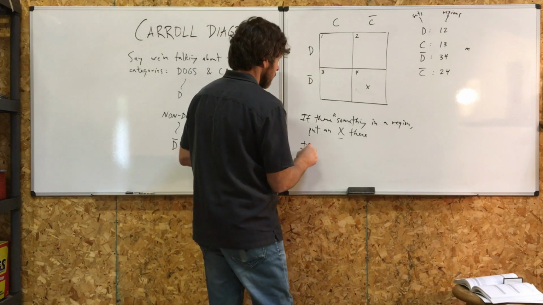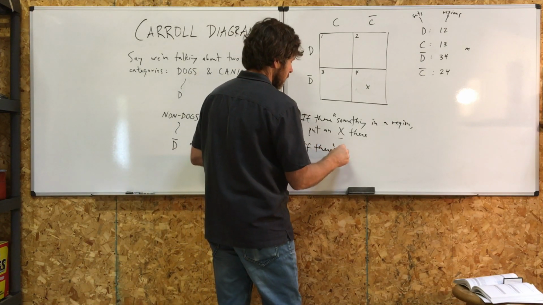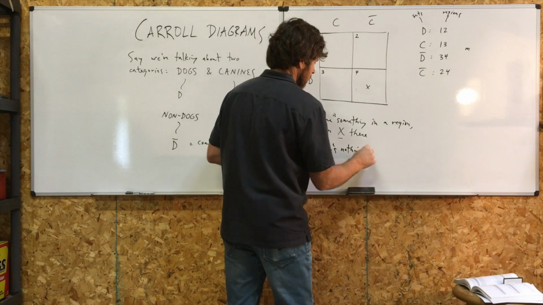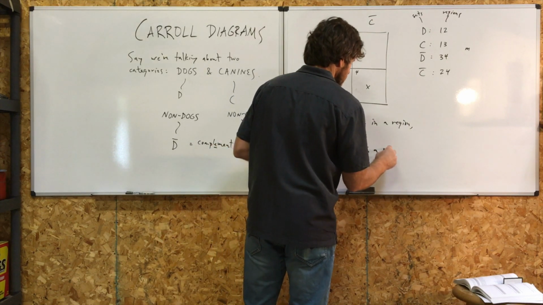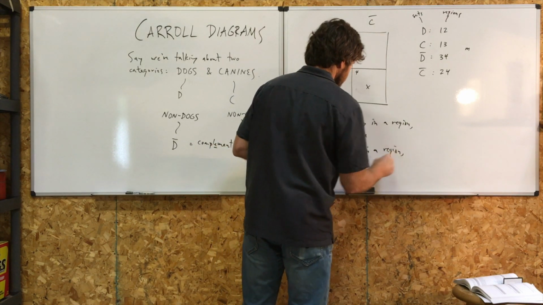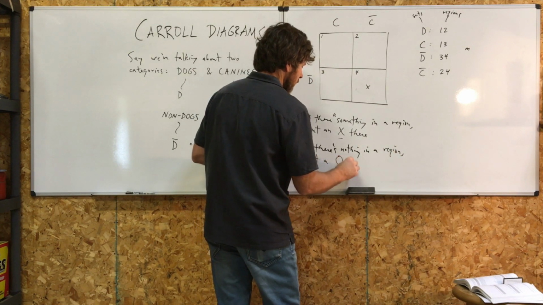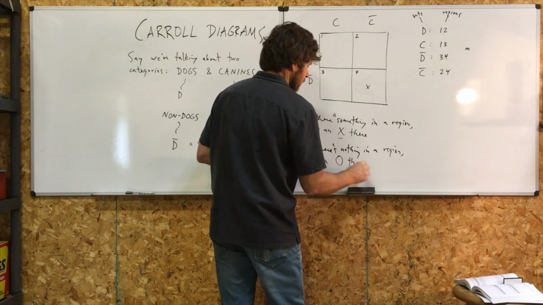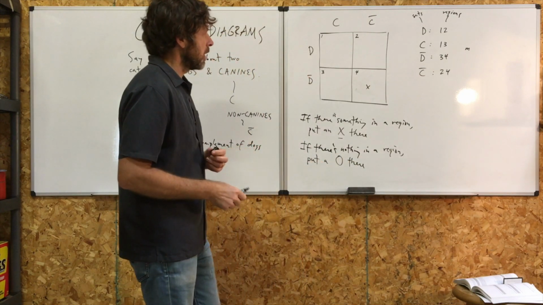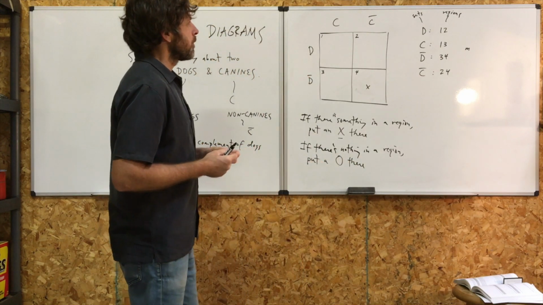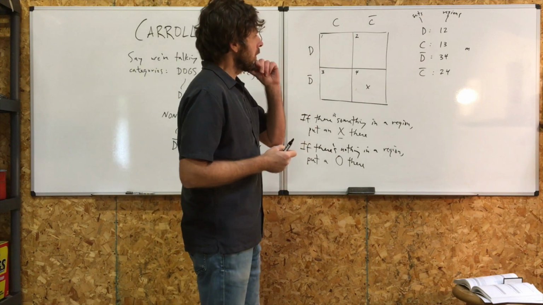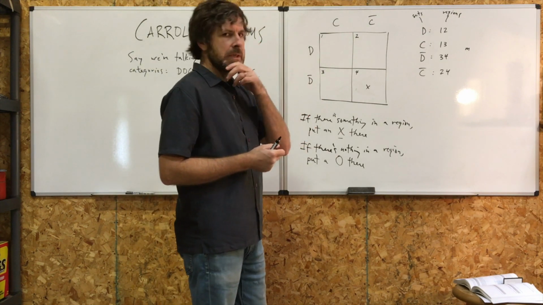If there's nothing in a region, put a 0 there. 0, standing for nothingness, really. So let's see. Where would it make sense to put a 0?